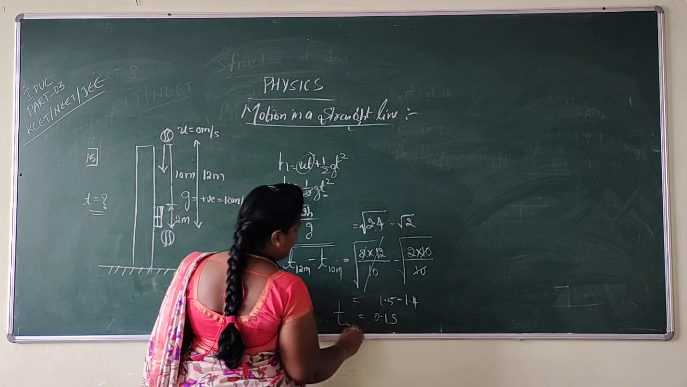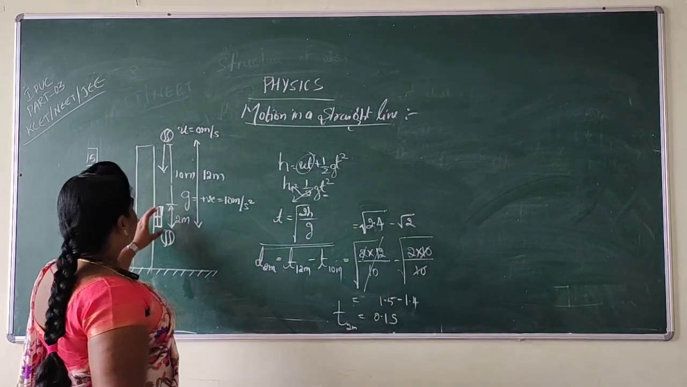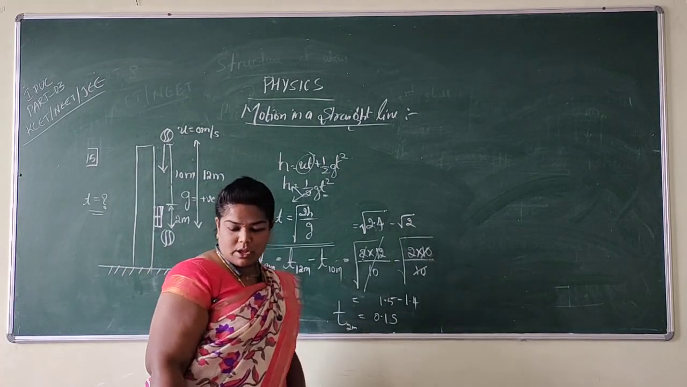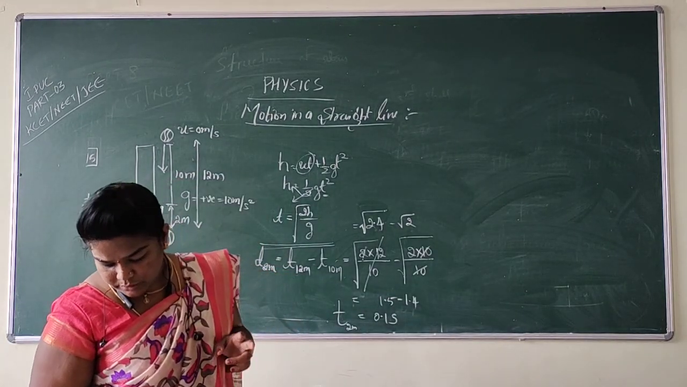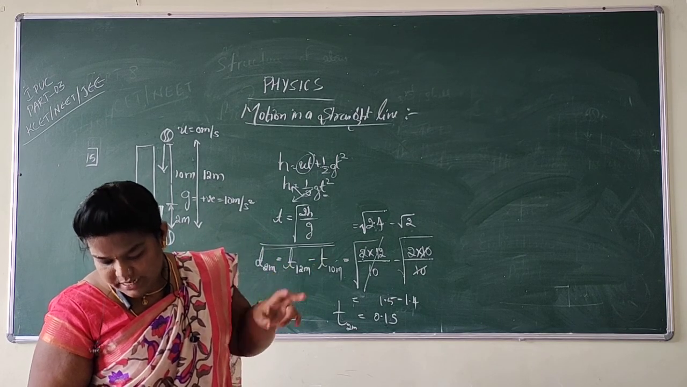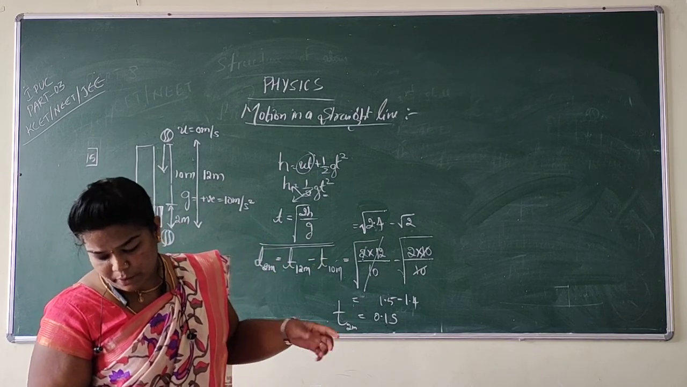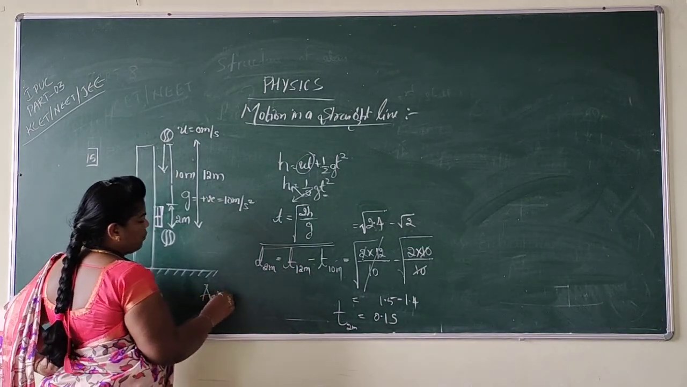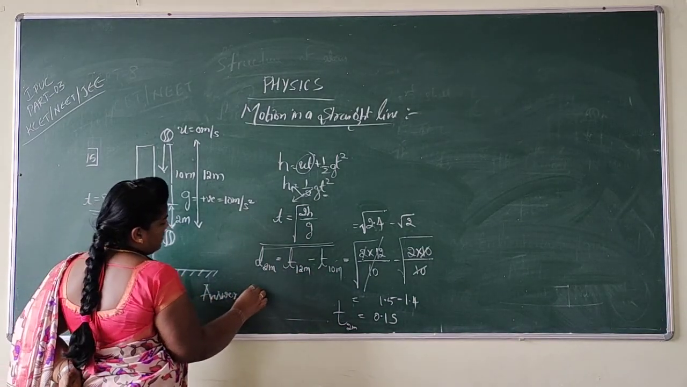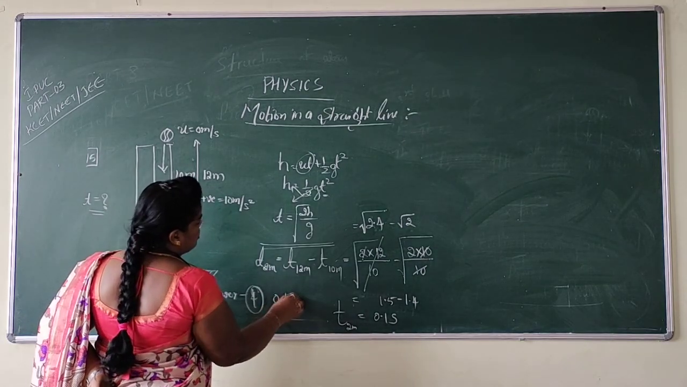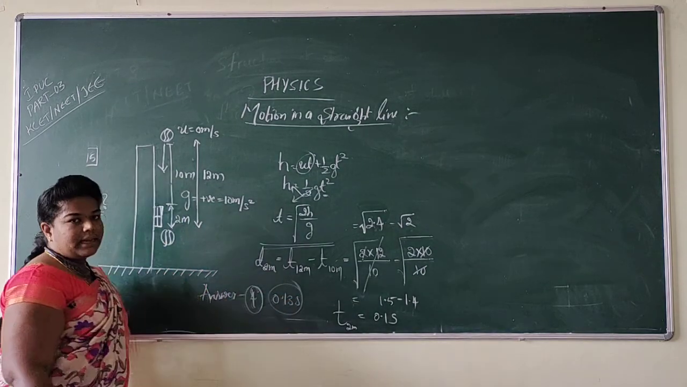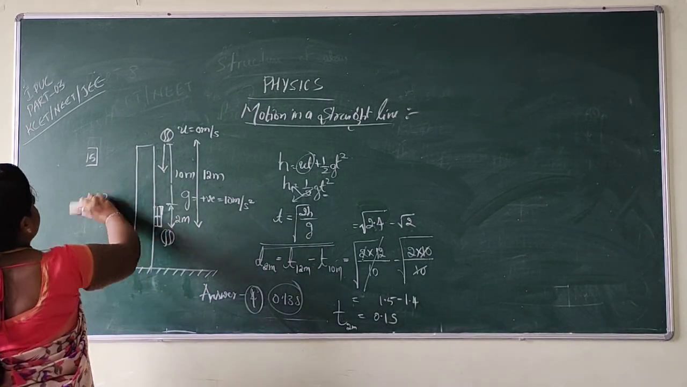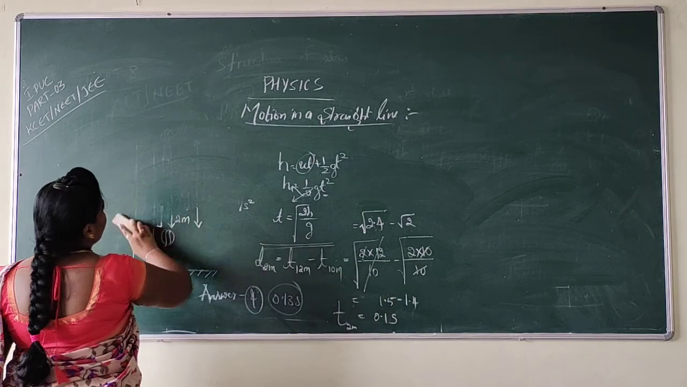So the time taken by the ball to cross the 2-meter window is about 0.1 second. So which option is right? Option 4 is the right answer, that is 0.13 seconds. So the answer is option 4, which gives 0.13 seconds. Hope you got the solving of question number 15. Take it down in your book.